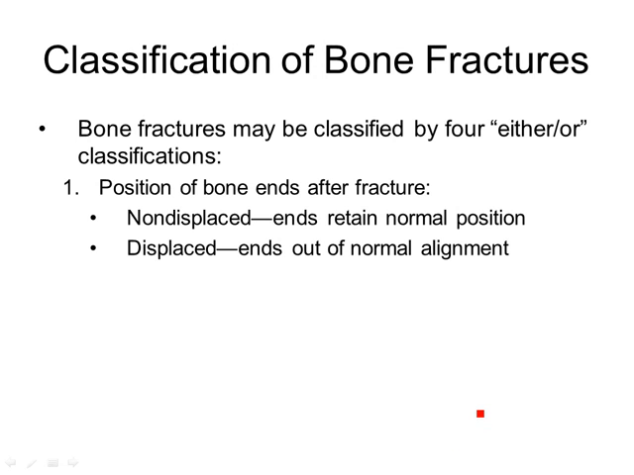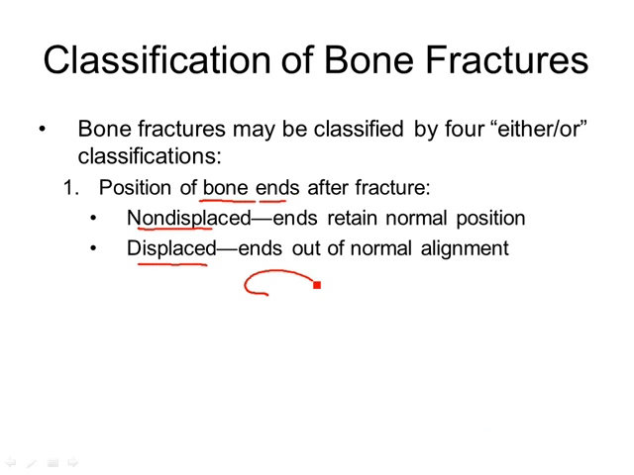When you talk about a bone fracture, you can classify bone fractures, and there's like 4 categories of either or. Okay, and we're going to go through all 4 of those, and then we're going to look at some examples of bone fractures and see if we can classify what type of fracture they are. The first thing you look for is the position of the ends of the bone after the fracture. Okay, is it non-displaced or is it displaced?